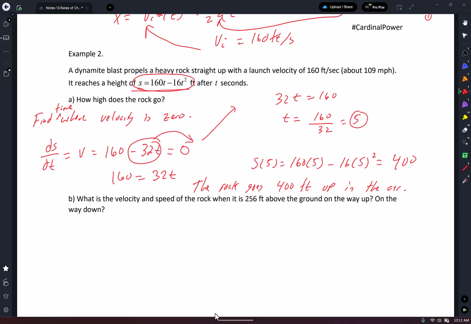Can you explain why we're setting it to 0? Yes, because when the rock reaches the highest point, the velocity is 0. So I found where the velocity was 0.